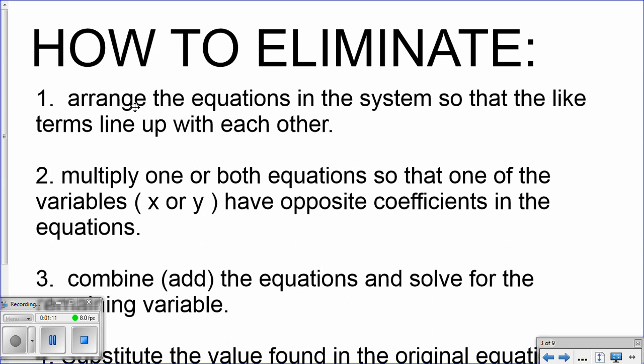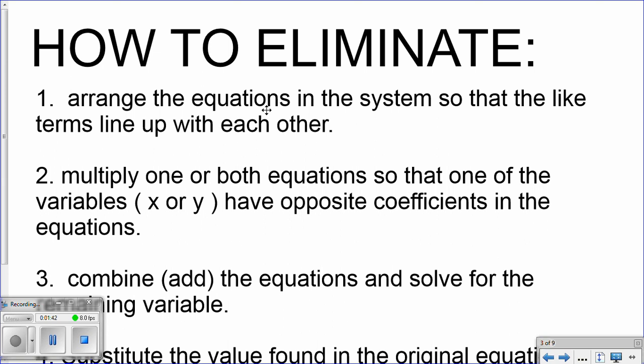So number 1 is arrange the equations in the system so the like terms line up with each other. So you want the x's on top of each other, the y's, and then the constant. A really good way to look at it is to put them all in standard form, ax plus by equals c, and just have it line up like that. It doesn't need to be in that form, but that's an easy way to help you remember.